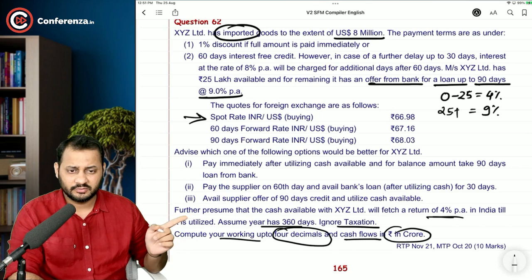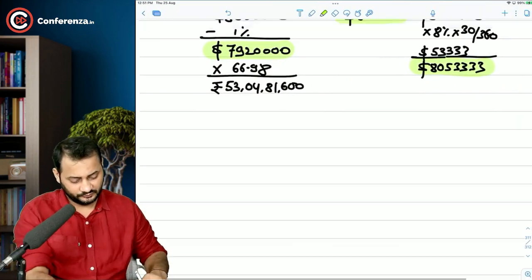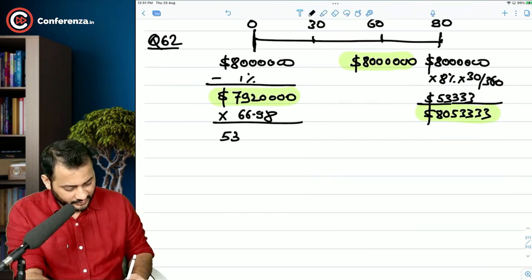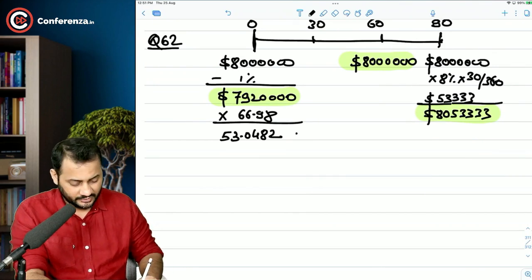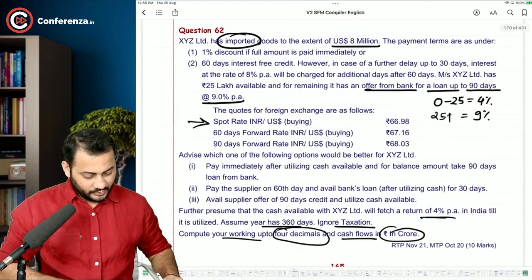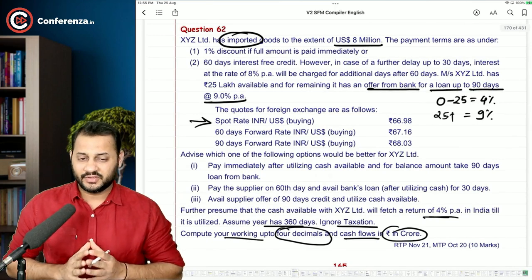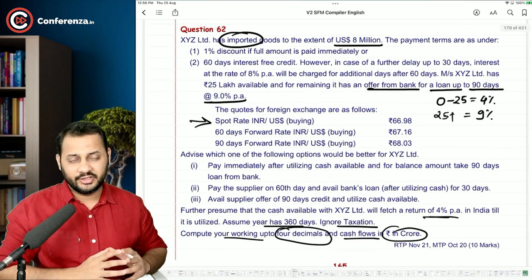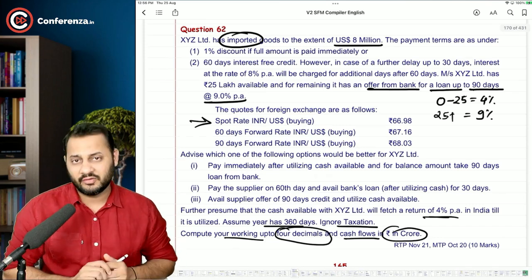Further, presume that cash is available with XYZ till it is utilized. Assume the year has 360 days. Ignore taxation. Compute working up to 4 decimals, and cash flows in rupees. So 53 crore 0482, 4 decimals and in crores. This much we have to pay today. Okay. So this 25 lakhs can be considered in two different ways.